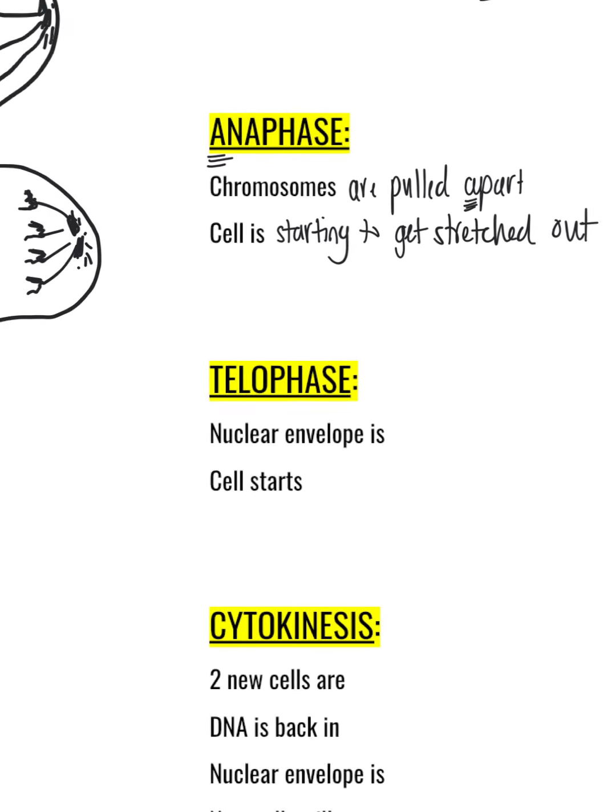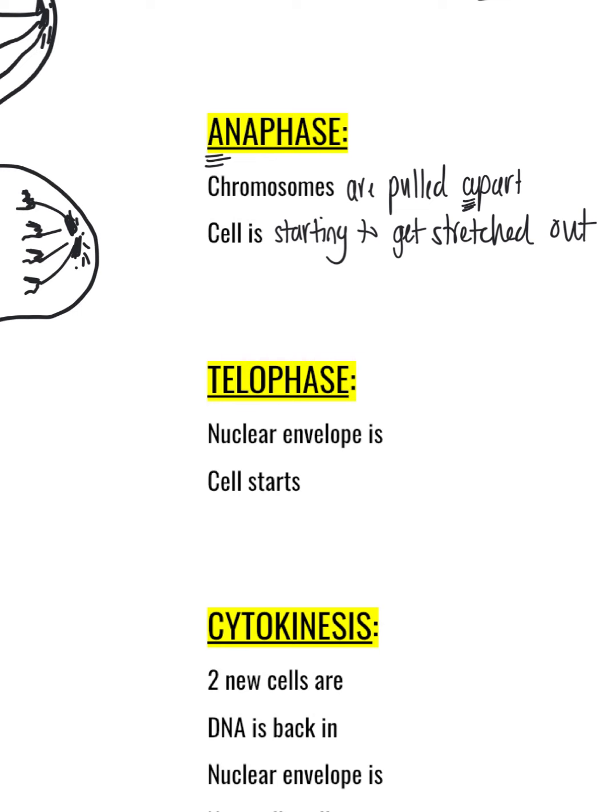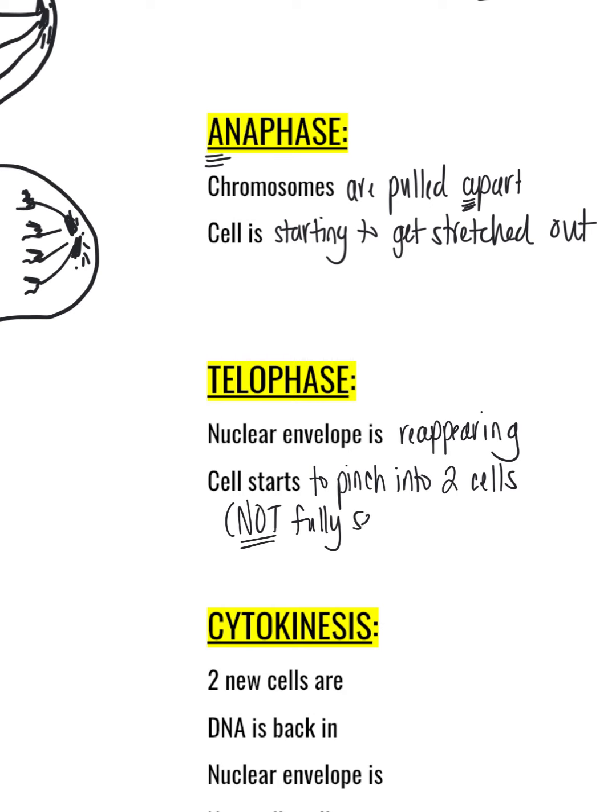Let's go on to telophase, which is the last phase of mitosis. Now in this one, the nuclear envelope is reappearing. In other words, it is coming back. So this is the opposite of prophase, where we saw it going away. So now it's coming back or reappearing. And then the cell starts to pinch into two. And they're not fully separated at this point, but they're getting there.